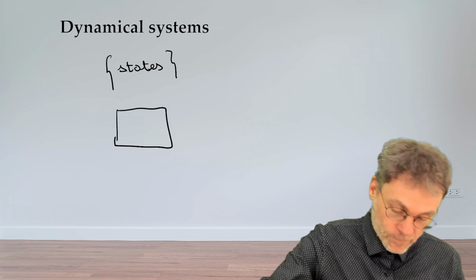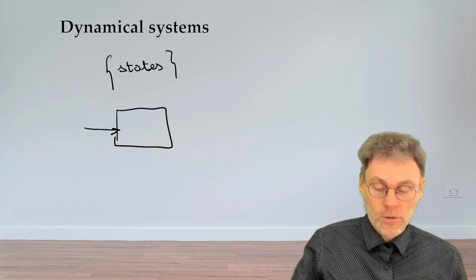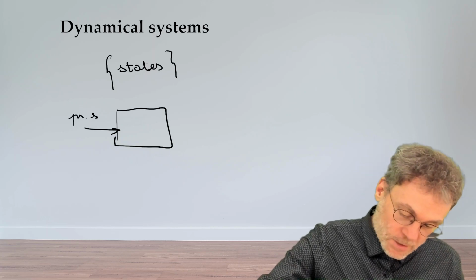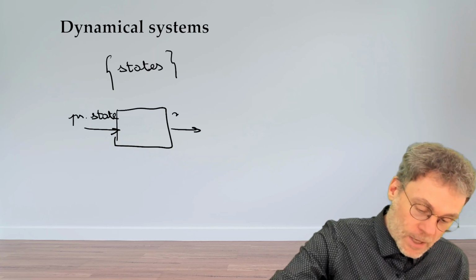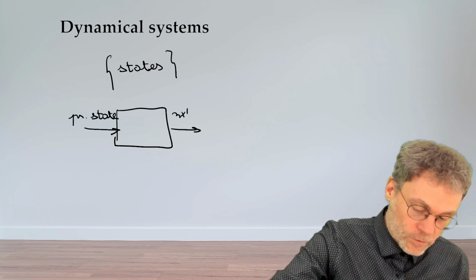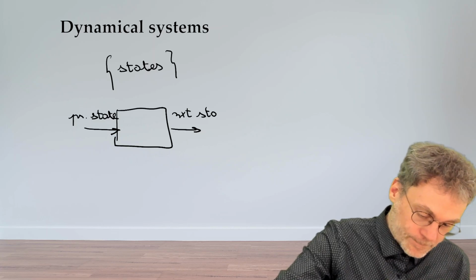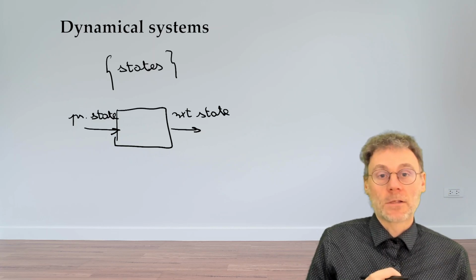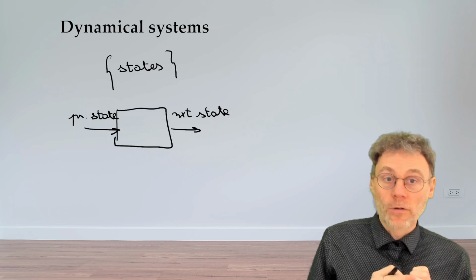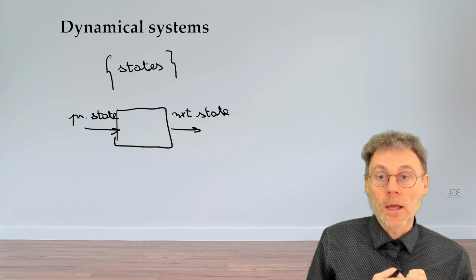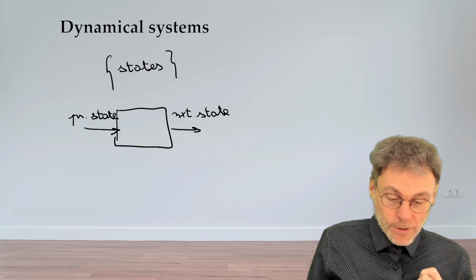So if you have some sort of black box update rule and you input the previous state into this update rule, what this update rule will tell you is how the system will evolve to the next state. Okay, so that's a dynamical system: a system that moves between some set of states governed by an update rule. Let's look at a very simple example of this.